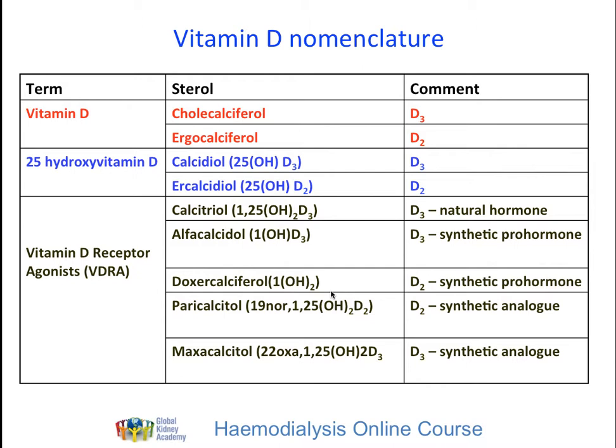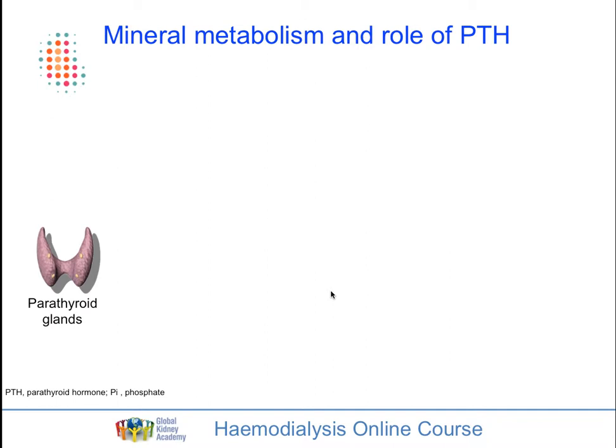Of course, we give vitamin D receptor agonists such as alfacalcidol, which is a synthetic prohormone, so that's 1-alpha hydroxylated vitamin D3, or we give other vitamin D receptor agonists such as paricalcitol, maxacalcitol and doxercalciferol, which are vitamin D2 or D3 synthetic analogues. So it's worth pausing that slide for a second, just so you're familiar with the terminology.